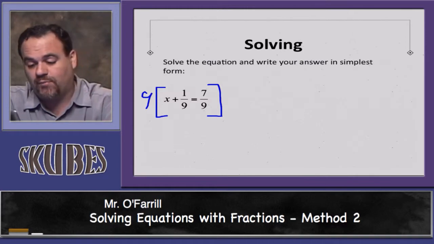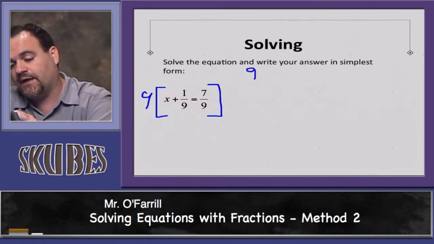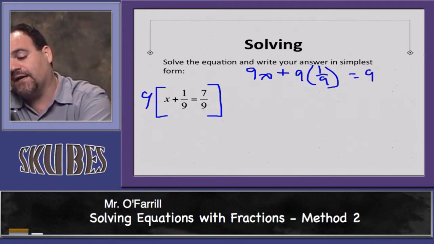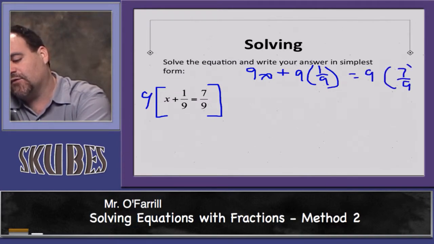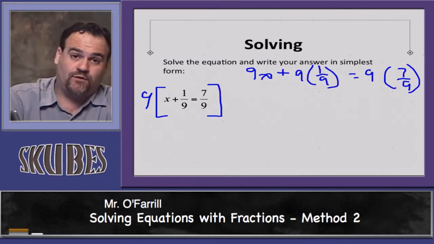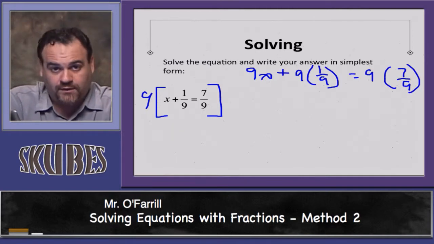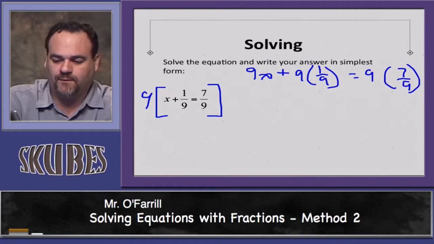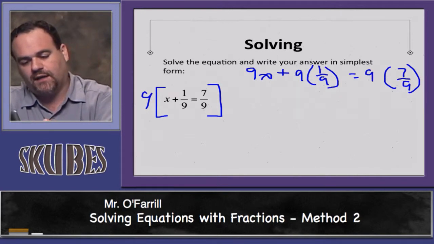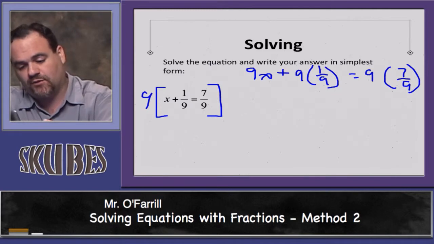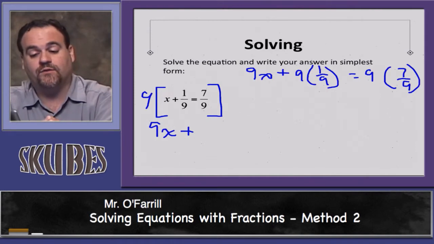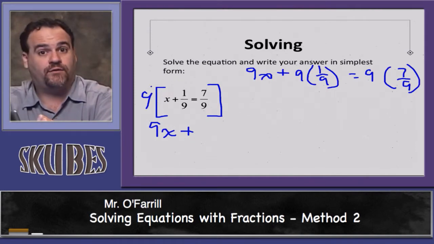Now, I did this as kind of a shorthand, real quick way of doing it here. The reality is what we're about to do is we're going to do 9 times x plus 9 times 1/9 equals 9 times 7/9, which is an awful lot to write. If you want to write that, there's nothing wrong with it, but this is going to be the only time I'm going to write the whole thing out during this video.